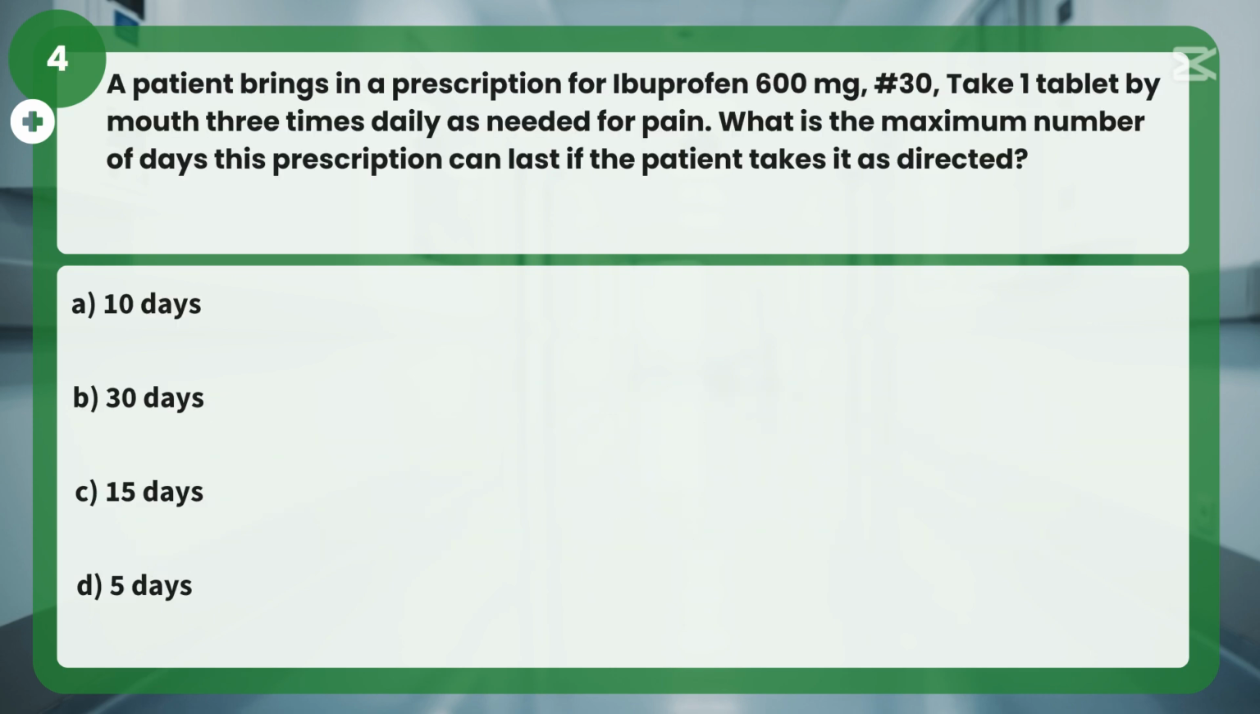Question 4. A patient brings in a prescription for ibuprofen 600 mg, number 30, take 1 tablet by mouth 3 times daily as needed for pain. What is the maximum number of days this prescription can last if the patient takes it as directed? A. 10 days. B. 30 days. C. 15 days. D. 5 days.